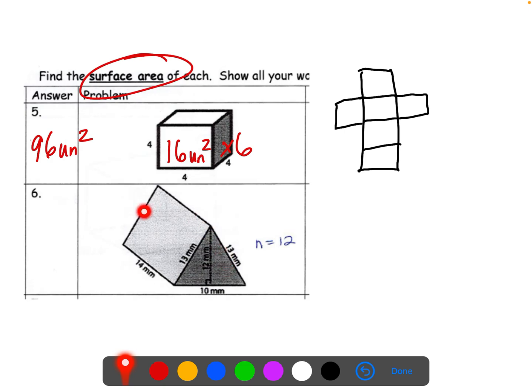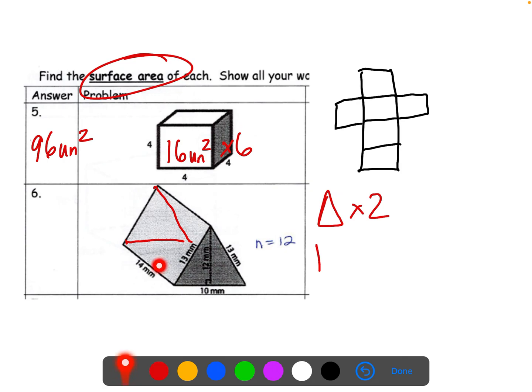For the next, same idea. We have a triangular prism. So the first thing I would do is figure out how many surfaces we have. This would be our base, the triangle. So we're going to have one base here and one back on the other side there that's kind of hidden. So we have 2 triangles and we have 3 rectangles.